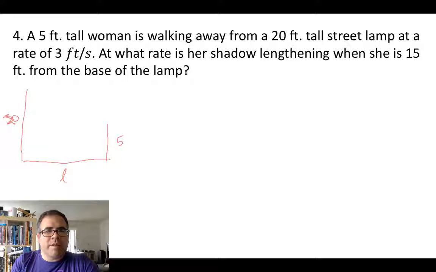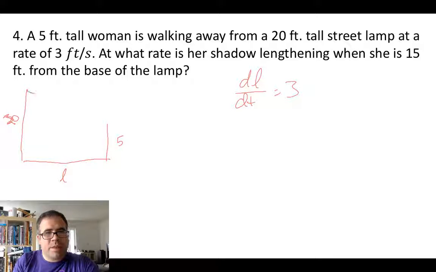She's walking away at a rate of 3 feet per second. That means this distance is increasing at 3 feet per second. So we know that dL/dt is 3. At what rate is her shadow lengthening when she is 15 feet from the base of the lamp?